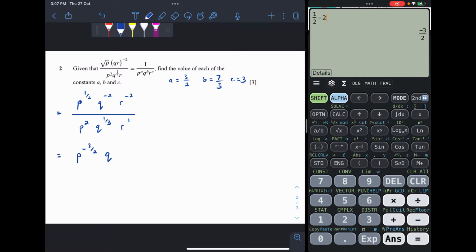Q, it's negative 2 minus 1 over 3. So again, calculator, negative 2 minus 1 over 3. I can get my answer as negative 7 over 3. So negative 7 over 3. And the last one, r, negative 2 minus 1 is just negative 3. But it still doesn't look like the format that I want on the right side. Well, that's okay. That's fine.